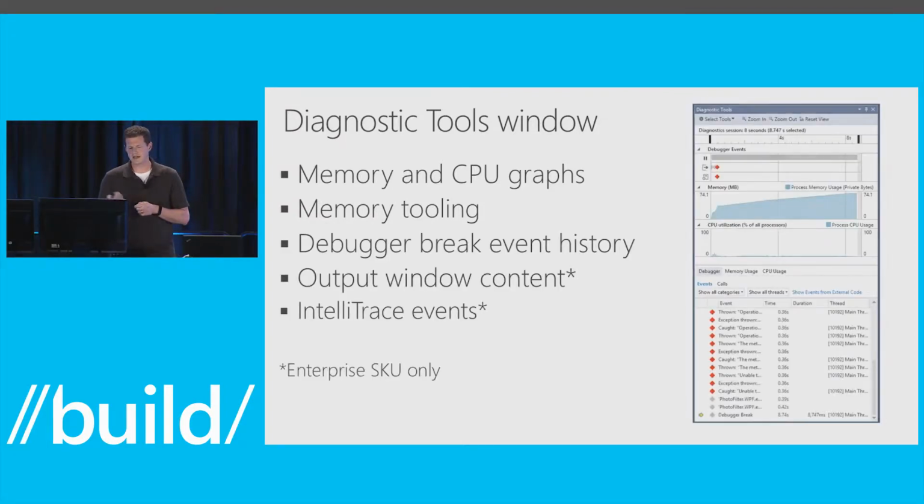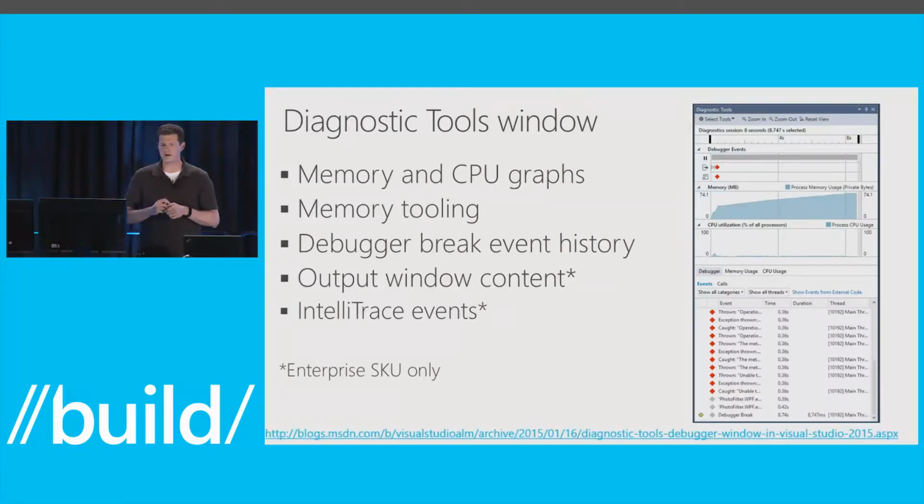So first thing I talked about new. We've added a diagnostic tools window into the debugger. When you press F5 with Visual Studio to start debugging, the first time, if you go pick up the RC and download it, you're going to see this pop up off to the right. It includes performance information. It includes some historical information. So we record when you break in the debugger, whether it was a step, whether it was a breakpoint. And in the enterprise SKU, we also pull in the output window content and IntelliTrace events if you're familiar with that feature.